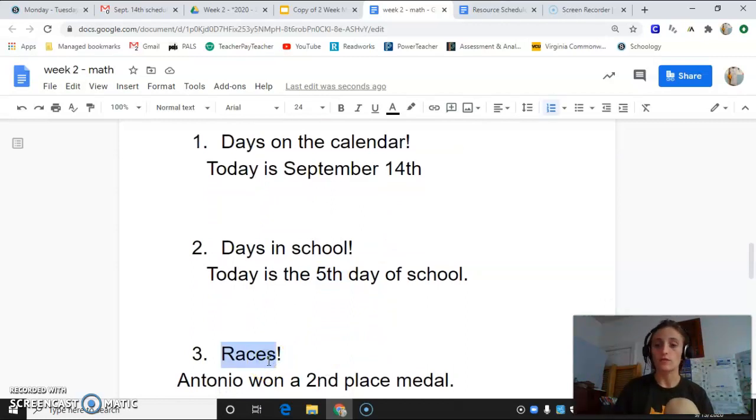Races, also when you're running a race, you tell the person who wins in their order. Nobody says how many people are in the race. You say who won the race. What order did they win the race?